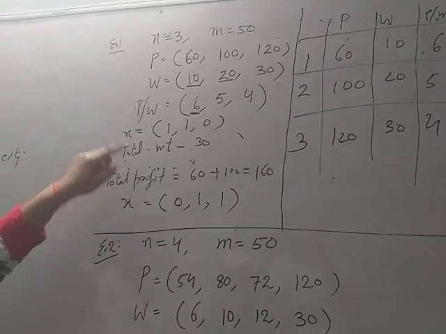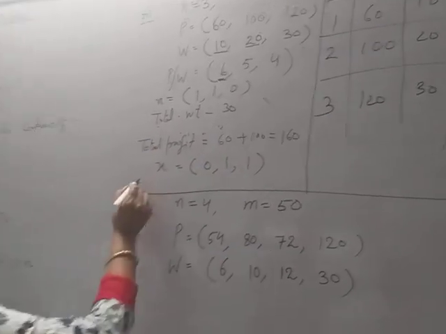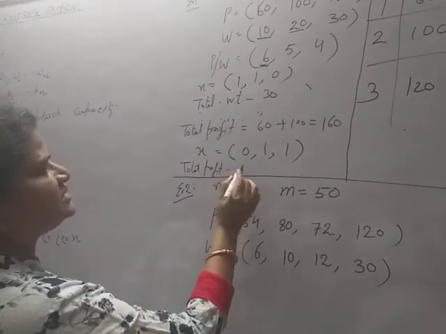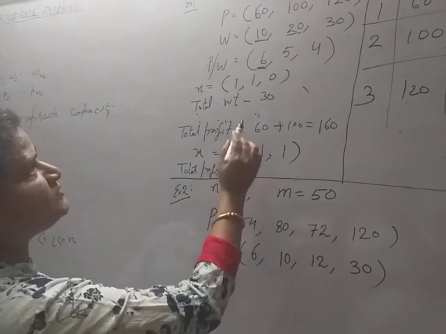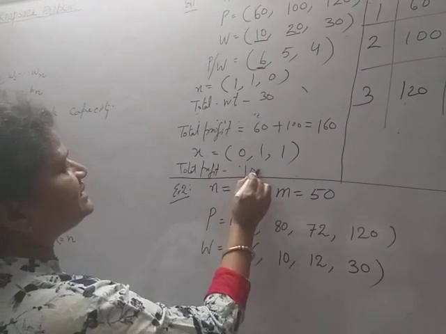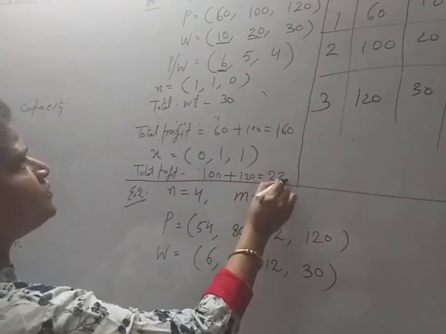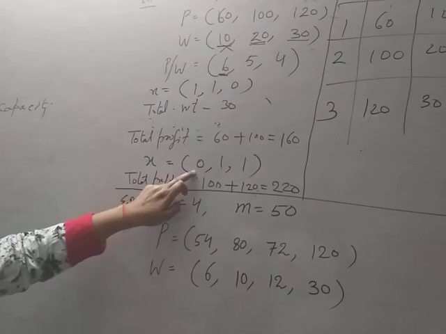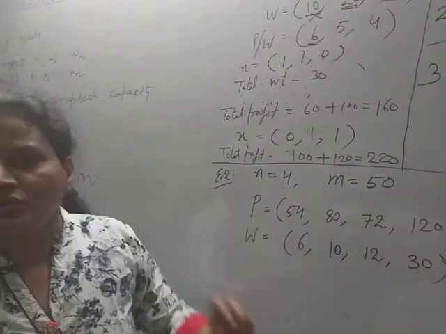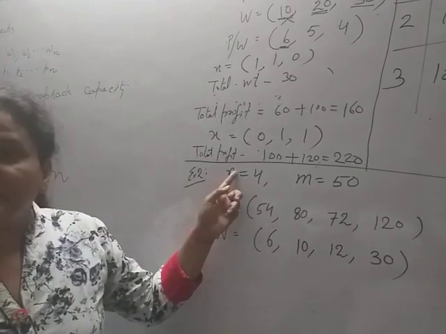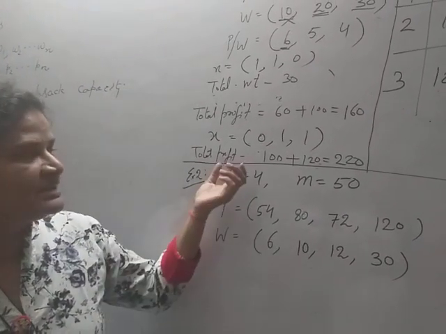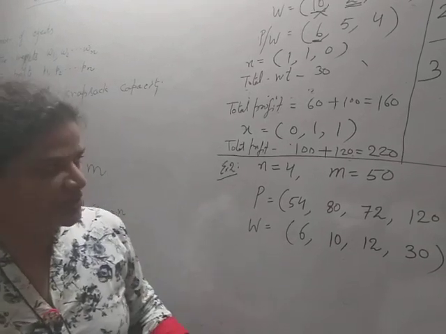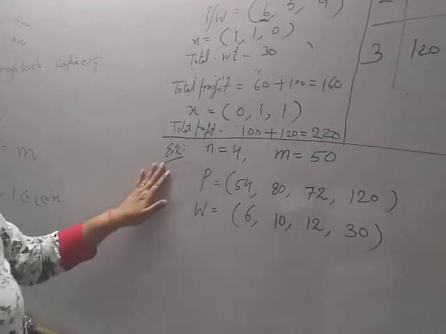If there is another solution for this same problem, 0 1 1, and here you can see the total profit is 100 plus 120 equal to 220, because I have included this object, but the first object is excluded, the second object and third object are included, so 220. So this is the example that shows that the 0-1 knapsack problem cannot be solved with the greedy approach. Okay, now I have taken another example, example 2.